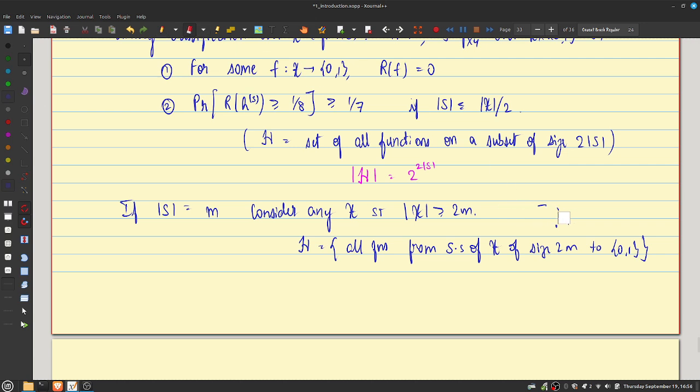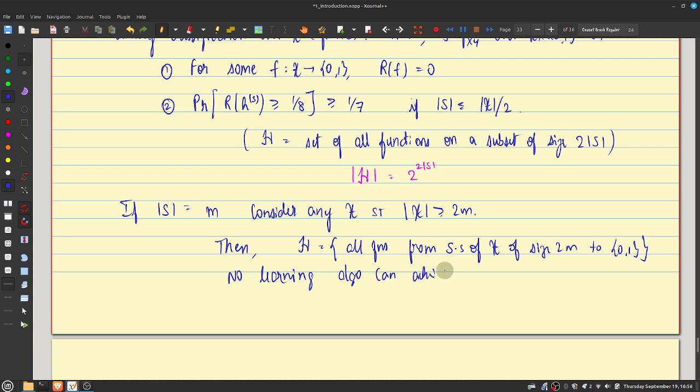Or another way to say is that if I take this, then no learning algorithm can achieve, with probability, R of h_S less than or equal to R of h star, which is equal to 0, because I'm assuming the realizable setting.